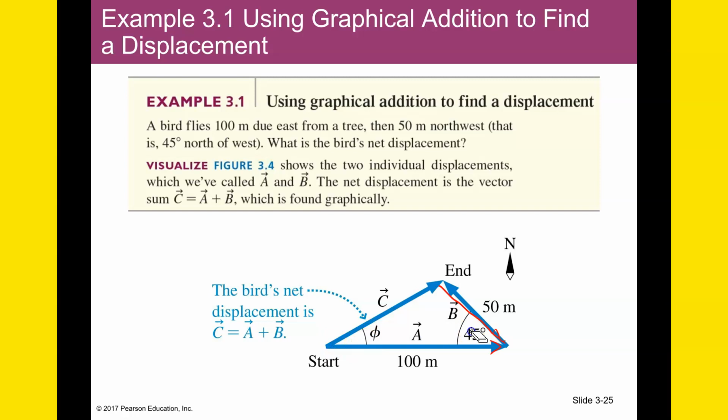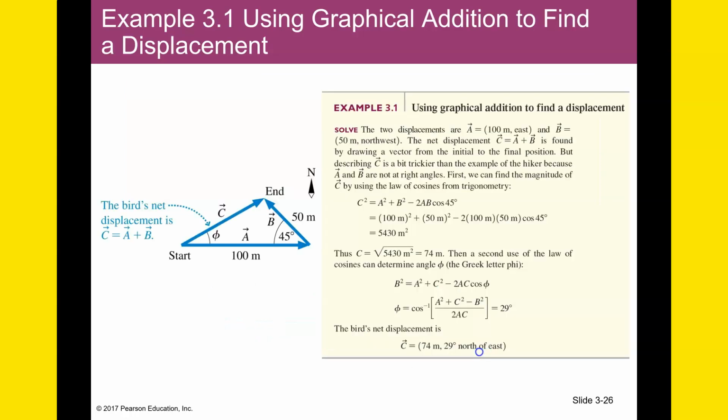Now, can we get more precise than just a picture? Of course we can. What this example is about to show is how you can use the law of cosines to figure out C here. Once they figure out the length of C, they use that to find the angle phi using another law of cosines equation. Now, I'm going to show you a much better way, I think, to do it. Let me just go ahead and show you.